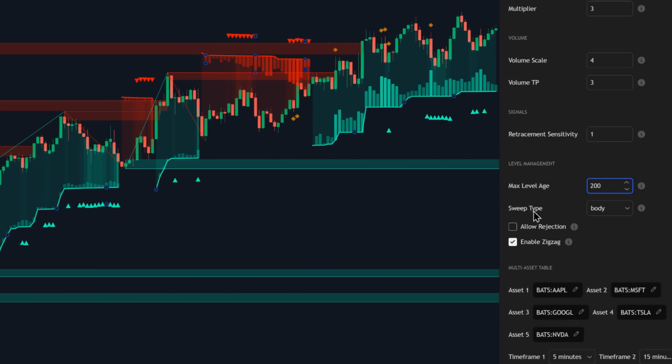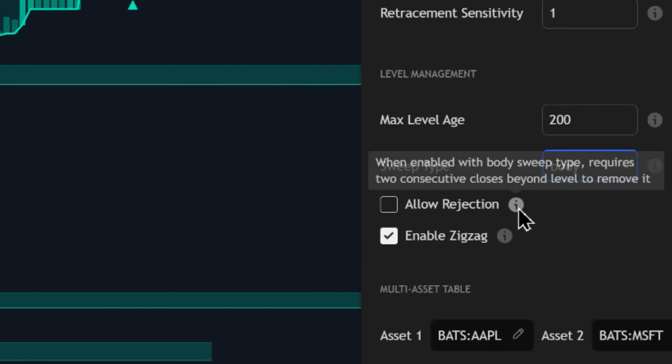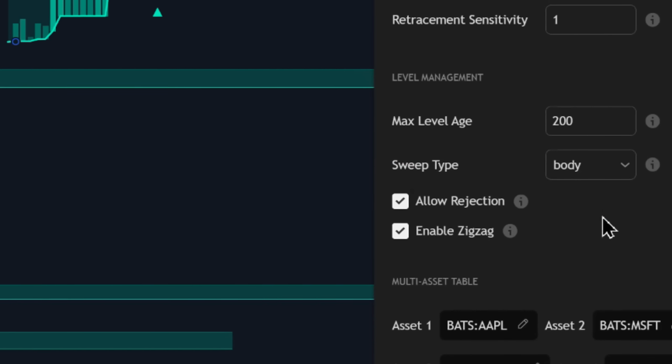Sweep type decides what invalidates a level. Body needs a full close through the line, while wick reacts to a single poke. So I'm sticking with body here. Allow rejection lets the script confirm a level when price tags it and immediately bounces. I enabled this because I want that extra confirmation behavior.